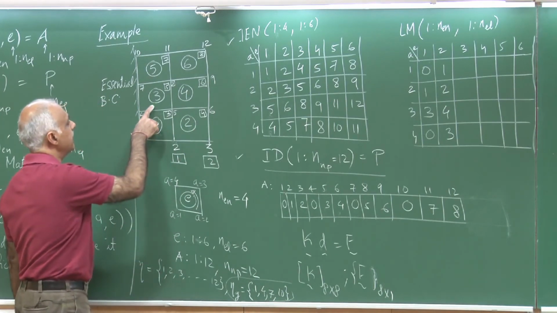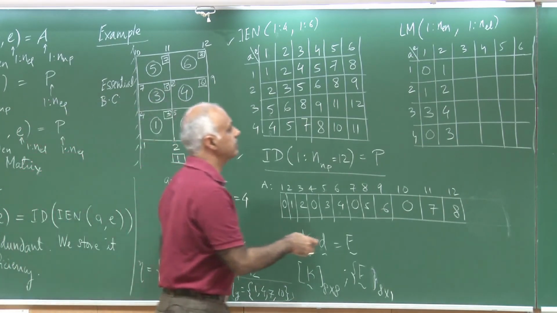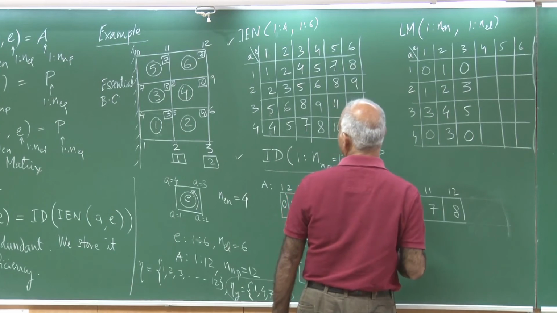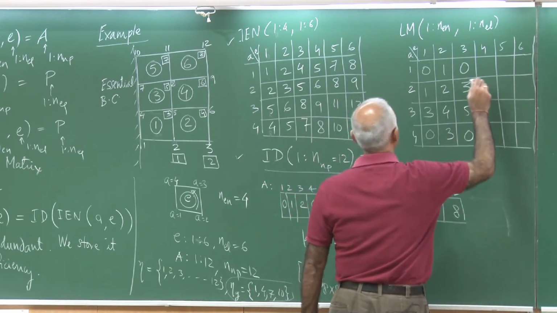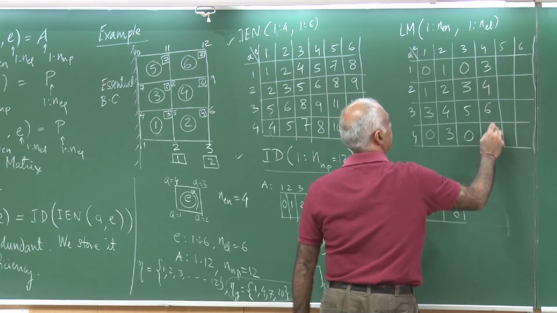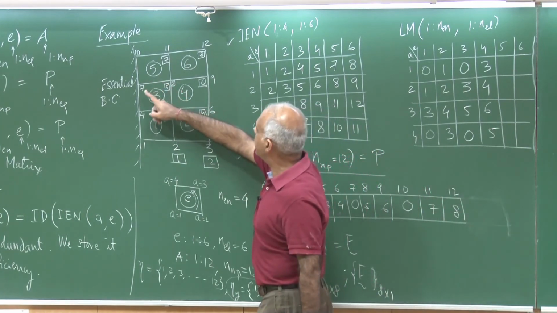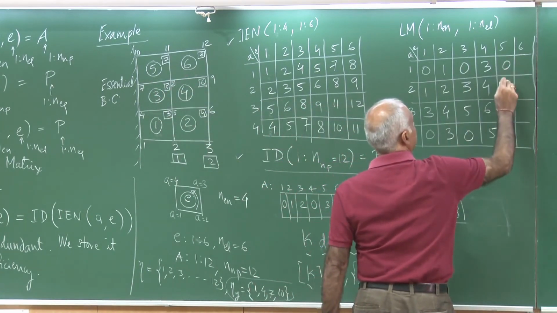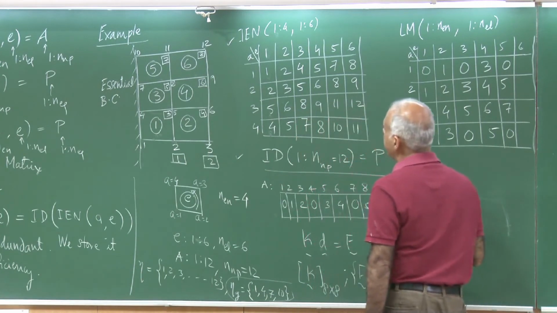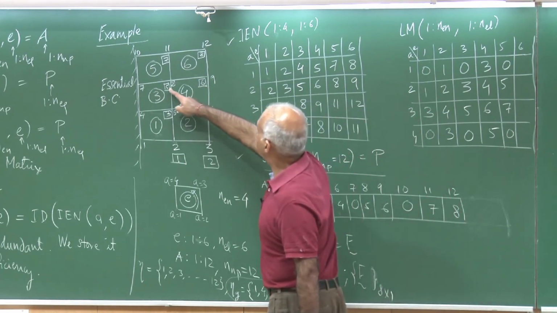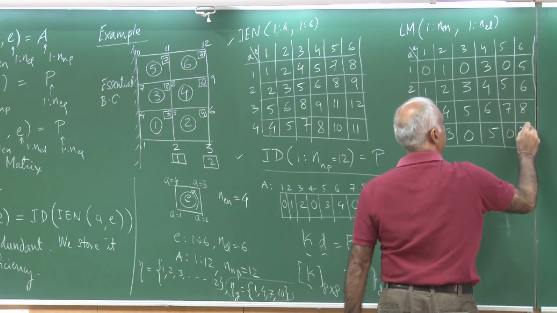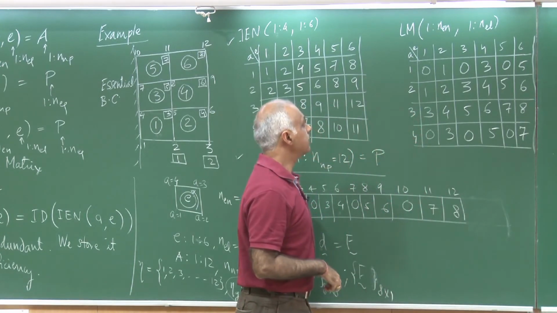Alright, let us go to element number 3. I get 0, 3, 5, 0. Similarly, for element number 4, sorry, for element 4 I get 3, 4, 6, 5. And for element 5 I get 0, 5, 7, 0. And for element number 6 I get 5, 6, 8, 7. Okay, so that is my LM array.